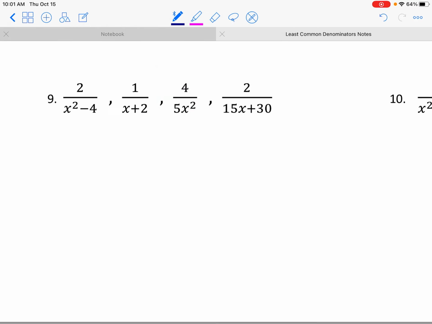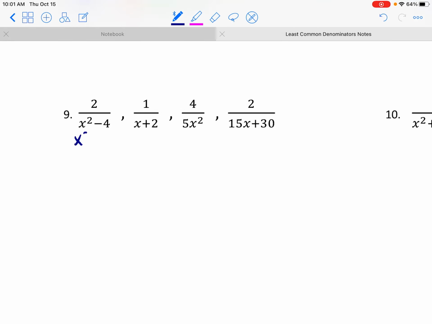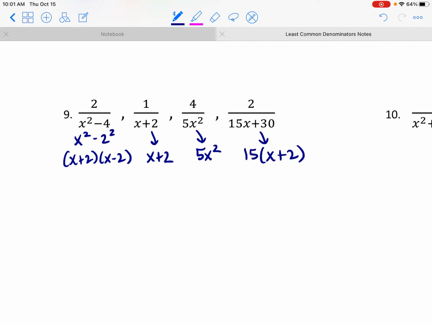Let's get everything factored. X squared minus 4 is a difference of squares, x squared and 2 squared. So it's going to factor into our conjugates, x plus 2 and x minus 2. And I can't do anything with that. And then here I could take out the GCF of 15, which will leave me an x plus 2.